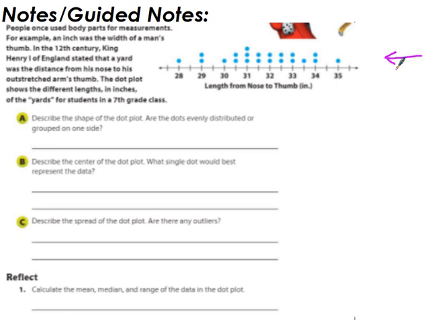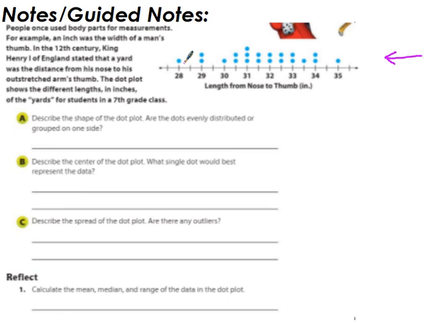The dot plot shows different lengths in inches of yards for students in the 7th grade class. So that's the distance in inches from a nose to your thumb. So we displayed that class, okay? And each one of these dots represents a student. So we're just going to describe what we see here.